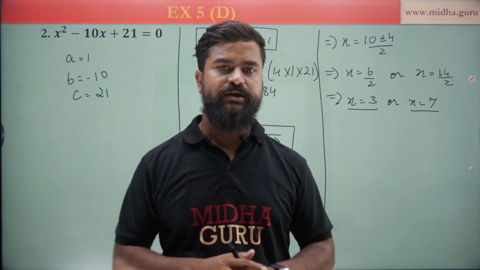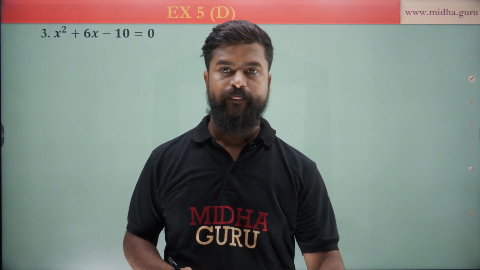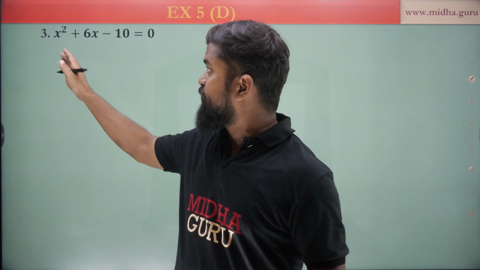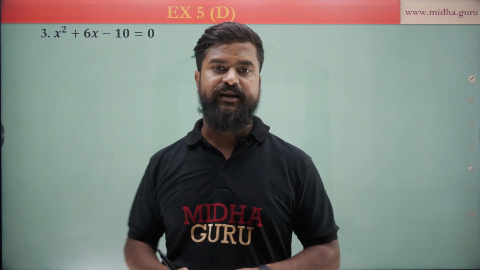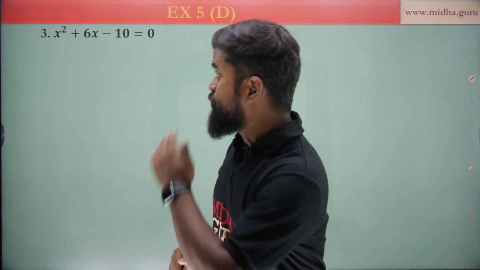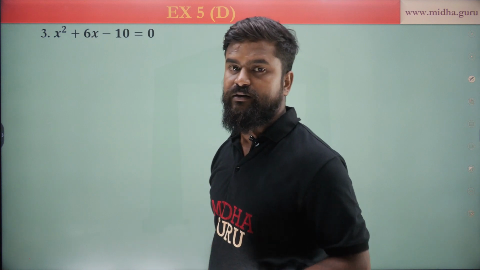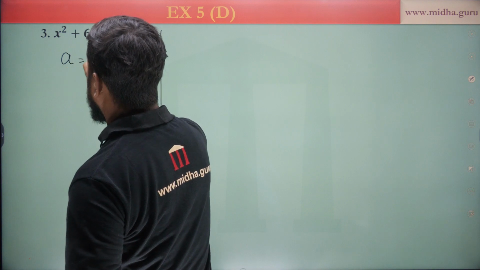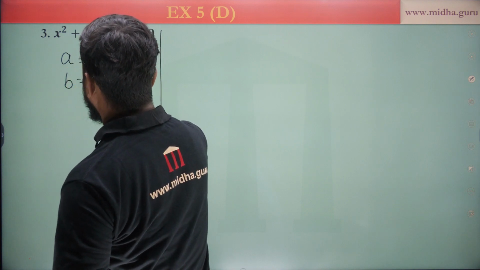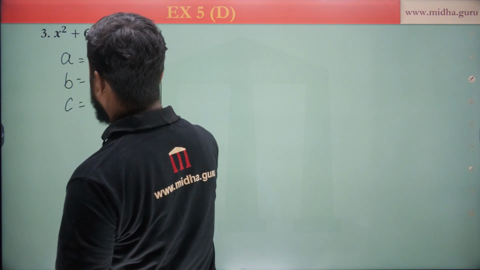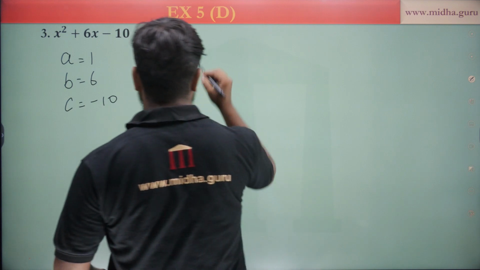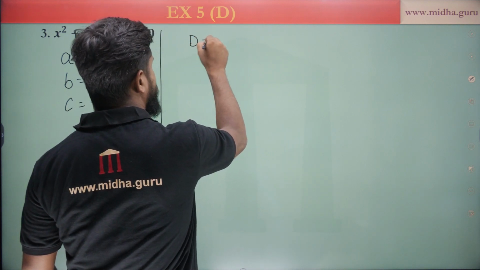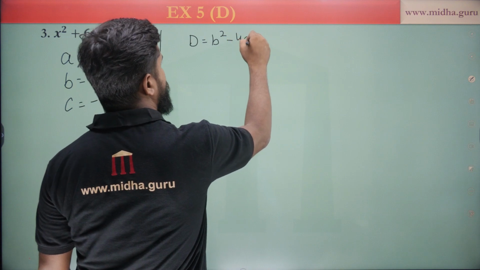So now let's move on to the next question. So in the next question, the equation is x square plus 6x minus 10 is equal to 0. Again, it is already arranged in the standard form. So we'll directly take the values: a is 1, b is 6 and c is minus 10. So we know that the discriminant is b square minus 4ac.